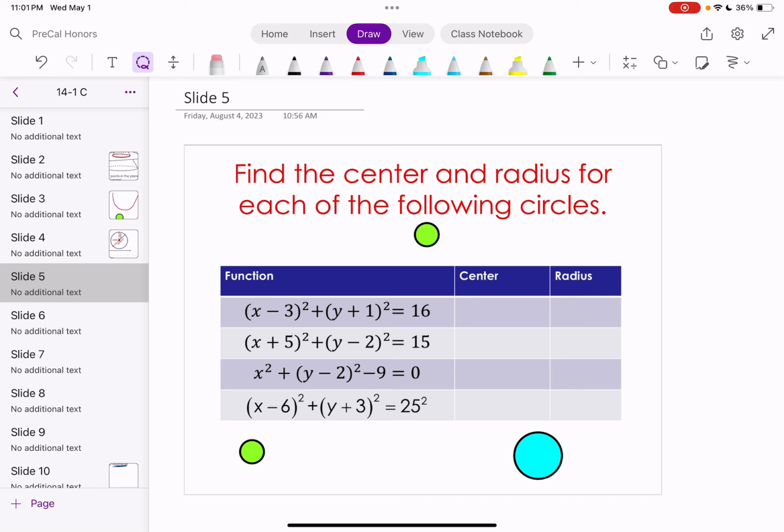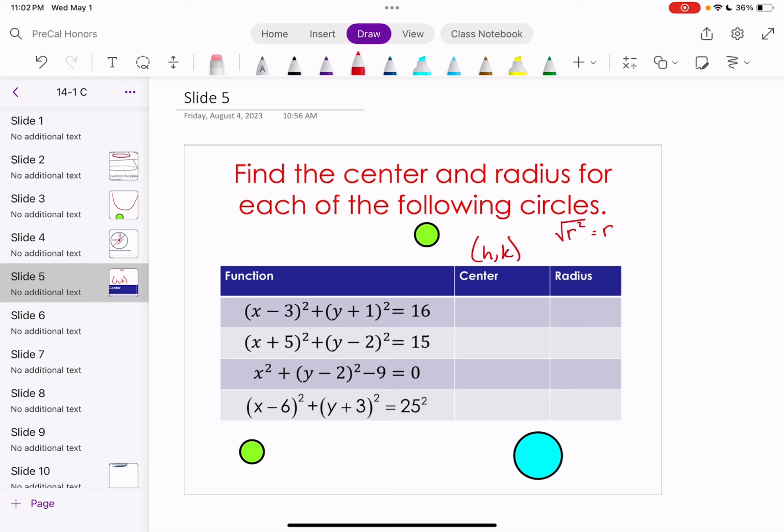So let's begin with finding the center and the radius of an equation. We're going to begin with taking a look at our first equation. Remember, our center is always going to be our h and k, and the radius, which originally stems from r squared, we are going to take the square root of our r squared in order to find the r. So let's go ahead and take a look at these problems.